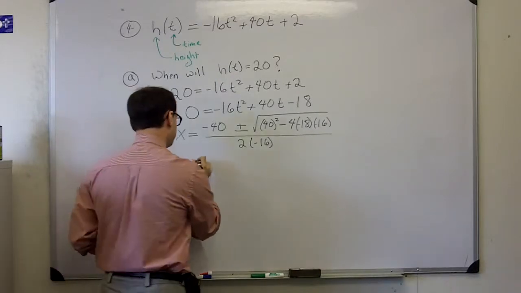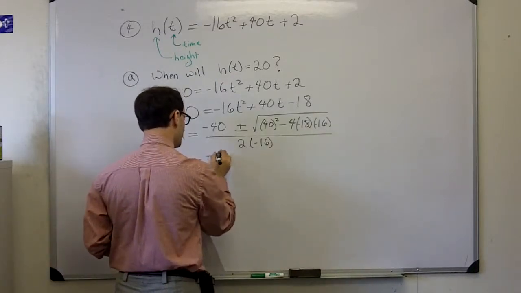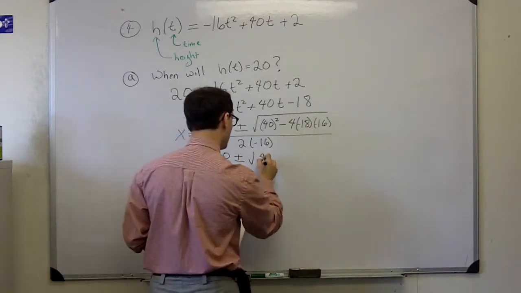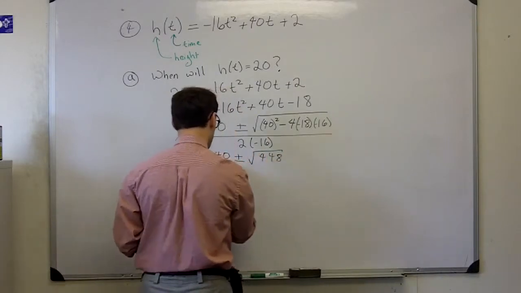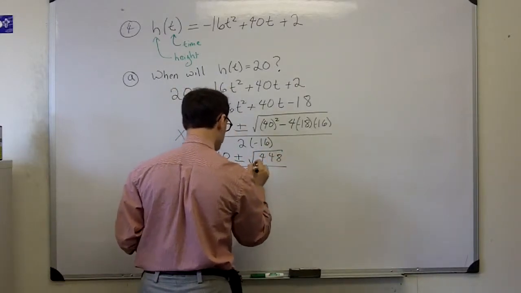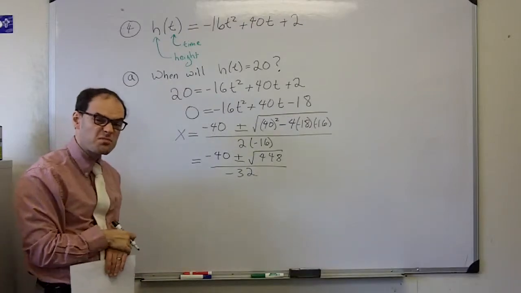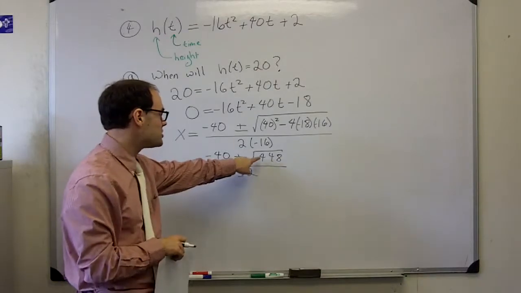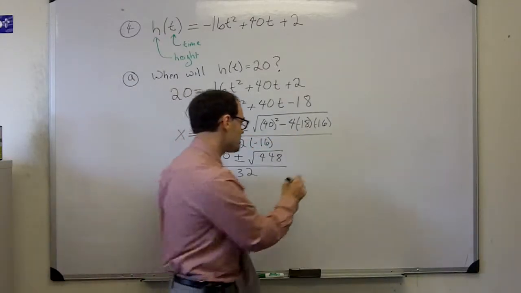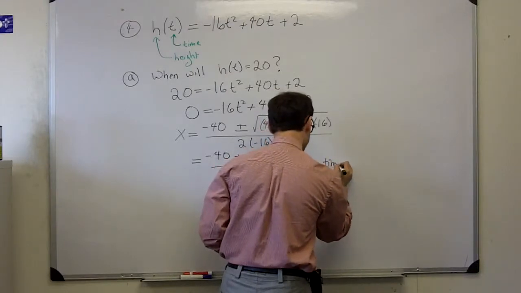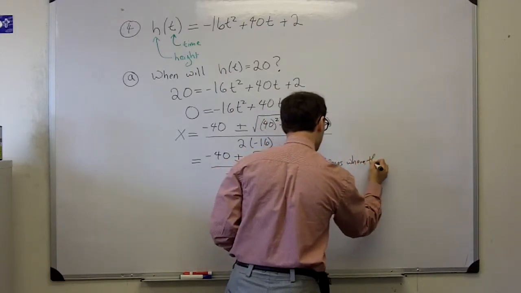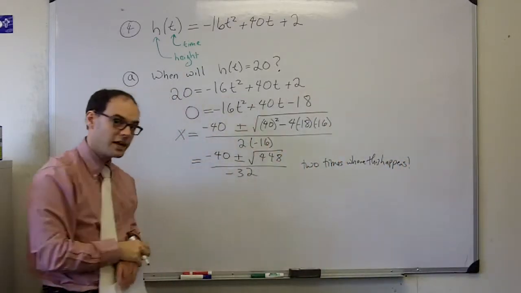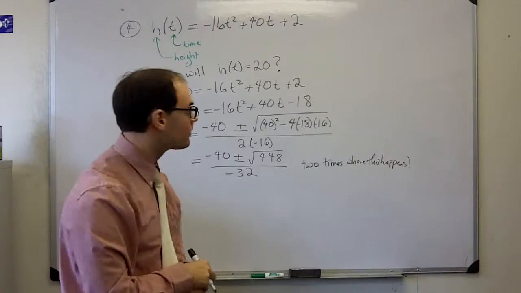Okay, well, if you do this out, you get minus 40 plus or minus square root of 448 divided by minus 32. I don't know what this number is like as a decimal, or these two numbers are as a decimal, but there's definitely two of them because the discriminant is positive. So there are 2 times where this happens. This is a perfectly acceptable answer, perfectly acceptable way to leave the answer.